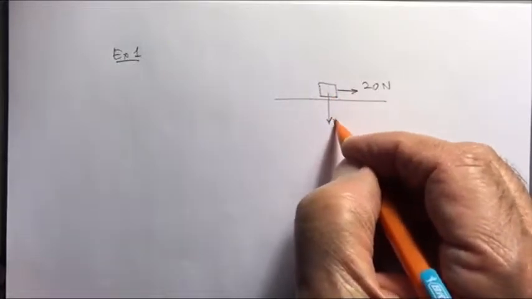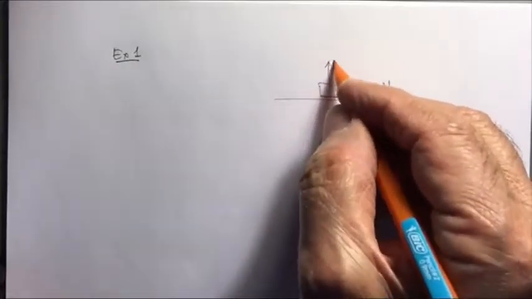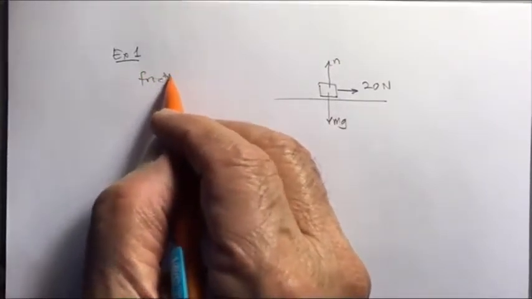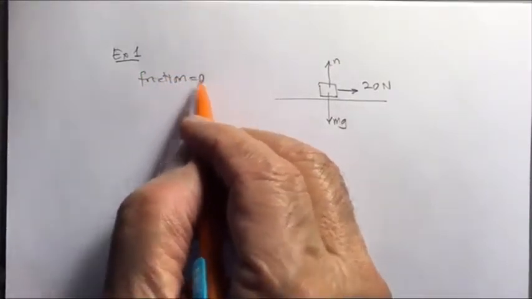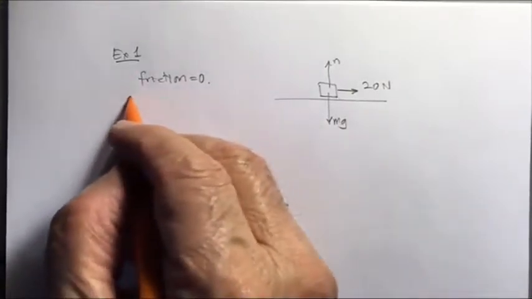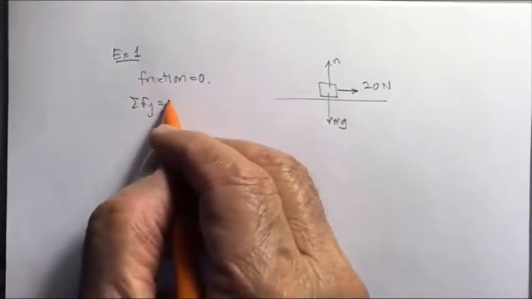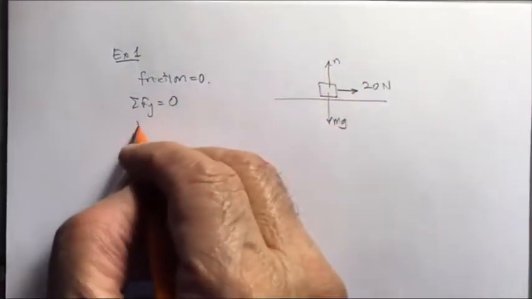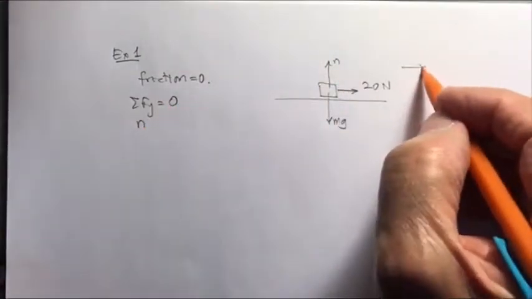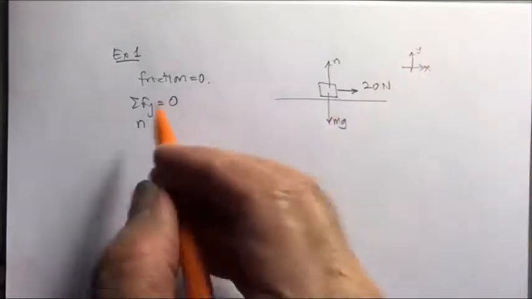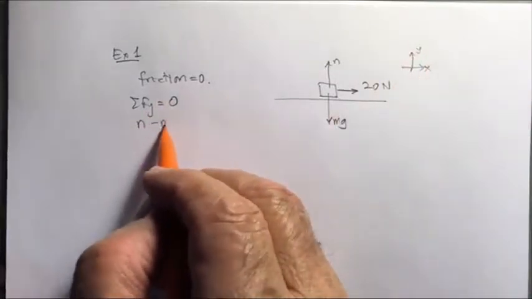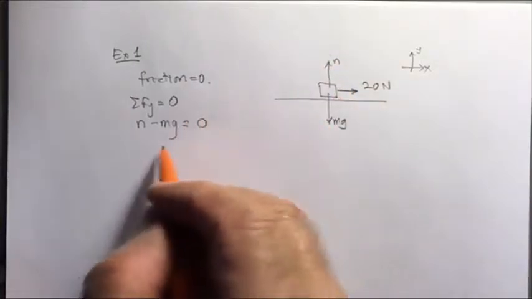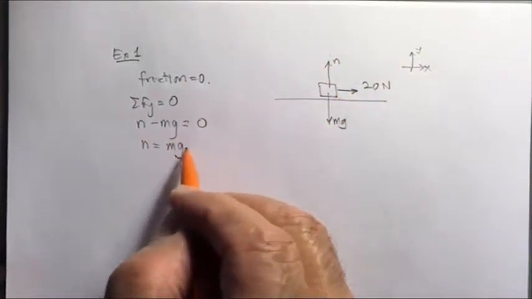So the weight is going to be mg, and the normal force is N. And let's say there's no friction. In that case, we write the sum of forces in the y direction equals 0, there's no acceleration this way. In the positive y, we have normal minus mg, positive upwards, negative downwards, equals 0, and therefore the normal force is mg.